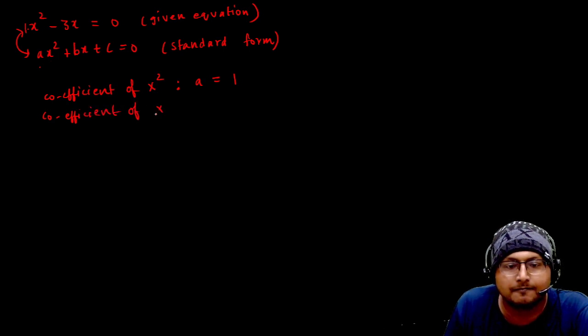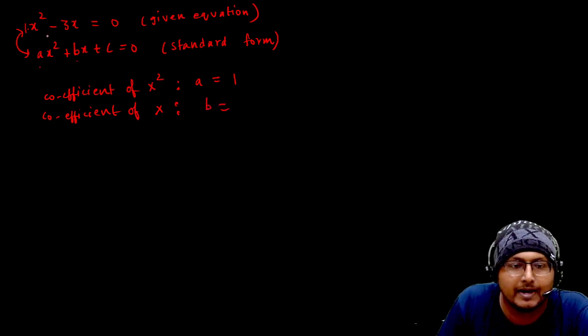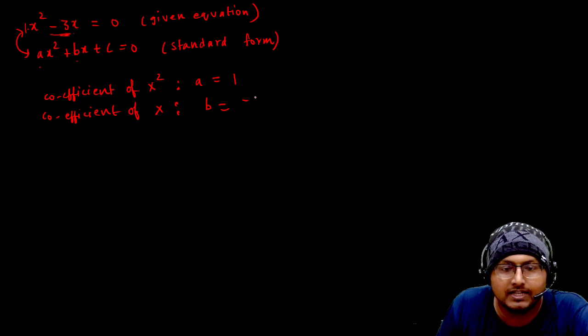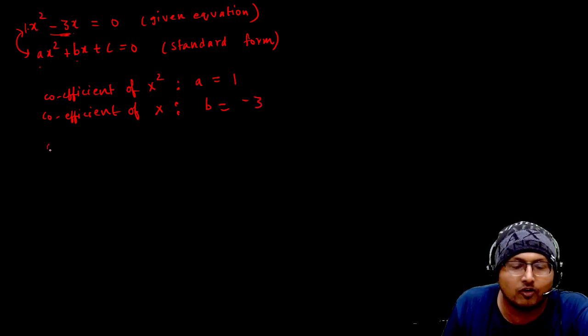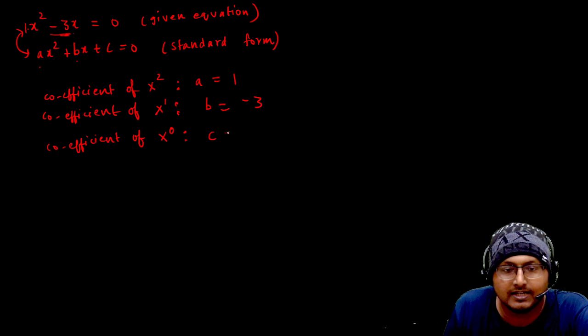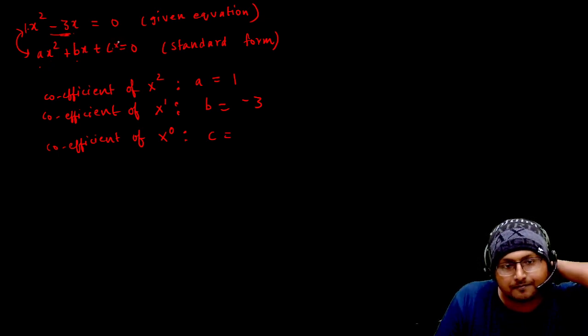And what about comparing the coefficients of x? In this, the coefficient of x is b. So b is compared with the coefficient of x, which is minus 3. So b is equal to minus 3. And what about the coefficient of x power 0? This is x power 1. This x power 0 is nothing but c, c into x power 0.